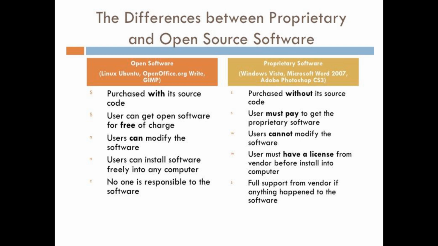The last difference is that no one is responsible for open source, but you get a lot of support from the open source community. In the case of proprietary software, the software company, the sole owner, is responsible for the software. These are the major differences between open source and proprietary software.